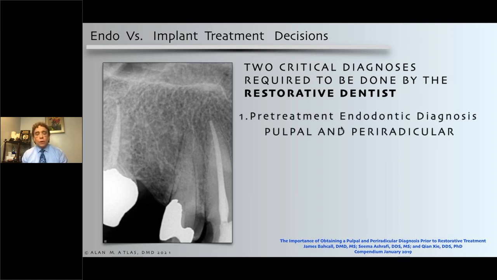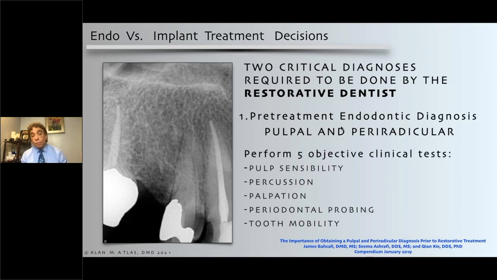First thing you need to do right off the bat, every dentist should be trained to do a pre-treatment endodontic diagnosis. That's pulpal and periradicular. And basically, you've got to perform 5 basic objective tests. You've got to check for pulp sensibility, hot cold sensitivity, percussion, palpation, and probe. You must probe around that tooth to see if there's any periodontal issue or if we have a perio-endo lesion. And then we're going to look for tooth mobility. Once I get those 5 clinical tests, I have a better sense of what's going on in this tooth. This is going to influence my decision one way or another.